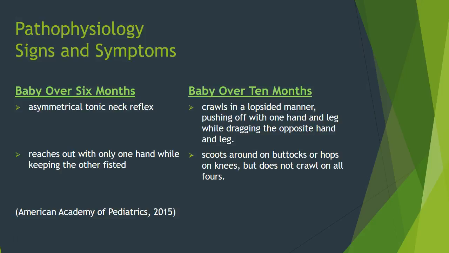The signs and symptoms of babies over 6 months and over 10 months are listed. Asymmetrical tonic reflex, reaches out with only one hand, keeping the other fisted. Over 10 months of age, it crawls lopsided, pushing off with one hand and leg while dragging the other hand and leg, or they'll scoot around on buttocks or hop on knees, but will not crawl on all fours.